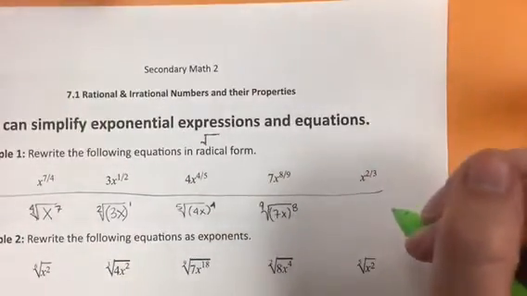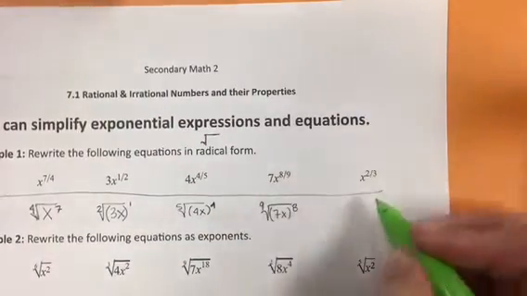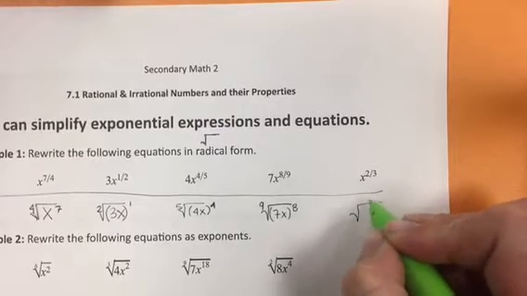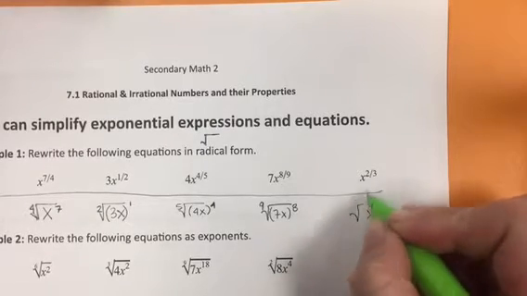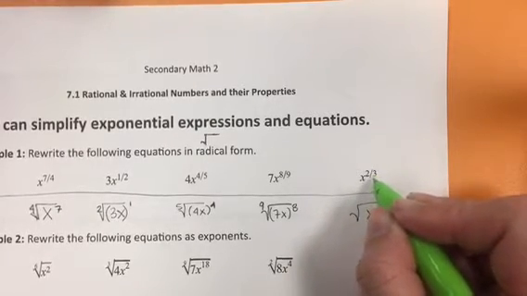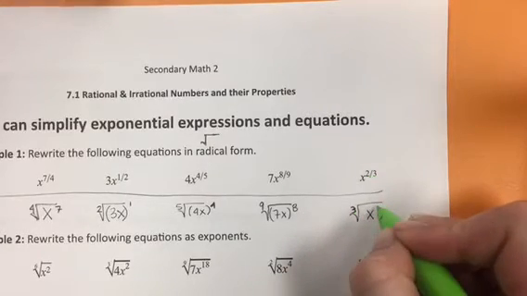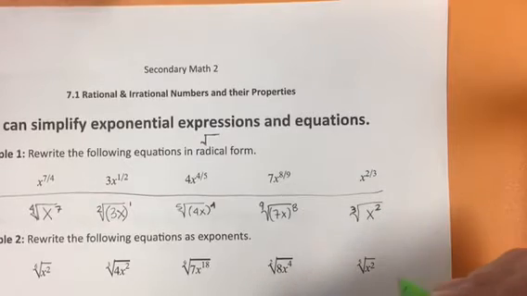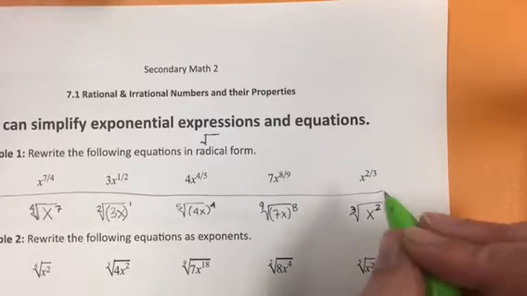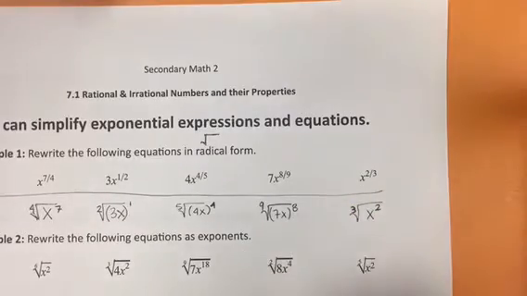We're just rewriting in radical form. Draw the radical, x goes inside. 3 is on the bottom of the fraction, so it goes on the root. 2 is on the top, it becomes the power. So we just rewrite as a radical, and you're done.